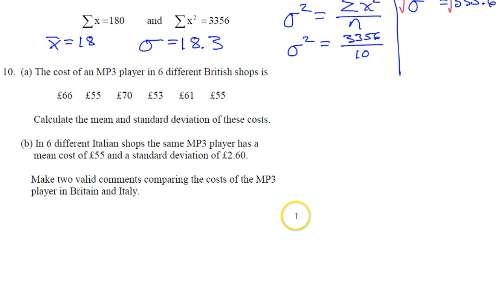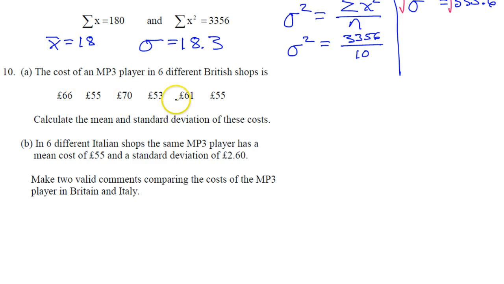All right, here's the last one. This video is quite long, but it all goes together, so I couldn't really break it up very well. But last one. The cost of an MP3 player in 6 different British shops is right here. Calculate the mean and standard deviation.